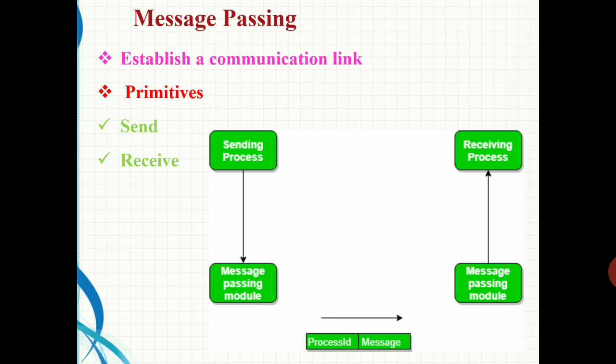Here you can see the sending process and the receiving process in the two systems. It will send a particular message by using the message passing module. That message will contain the process ID and the message. Then it will be received by the receiving process with the help of the message passing module. That is about the message passing method for inter-process communication.